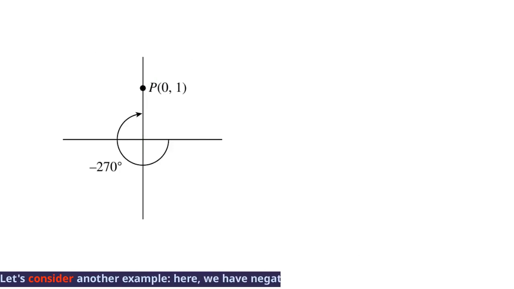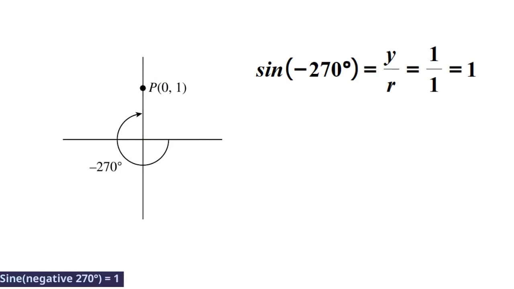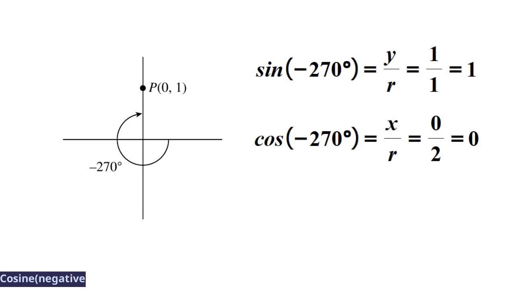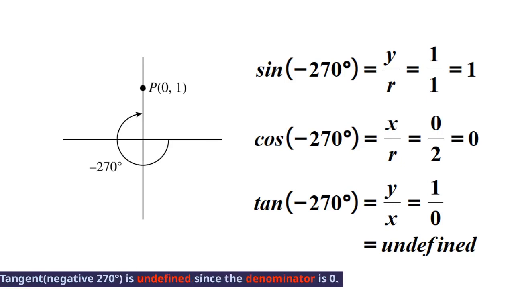Let's consider another example. Here, we have negative 270 degrees. Sine of negative 270 degrees equals 1. Cosine of negative 270 degrees equals 0. Tangent of negative 270 degrees is undefined since the denominator is 0.